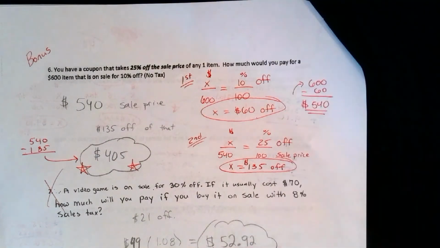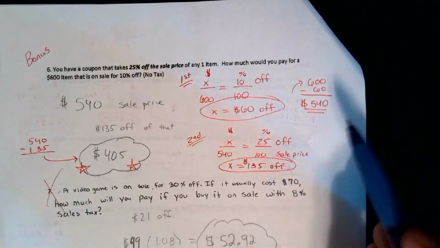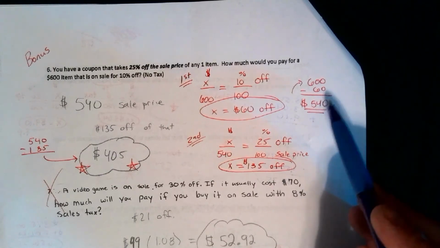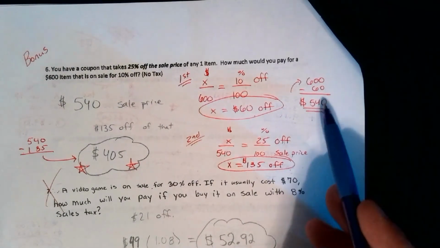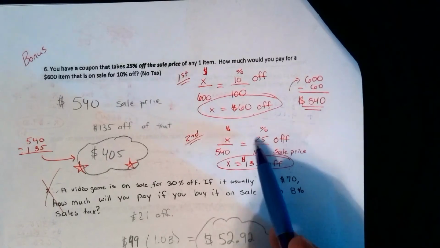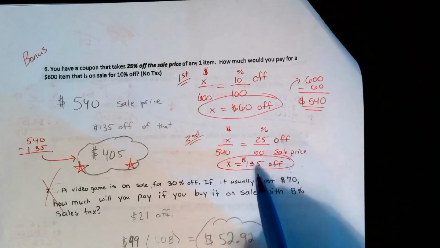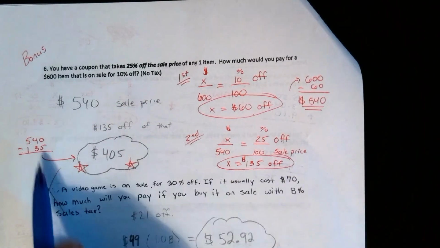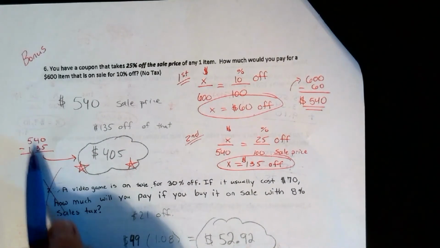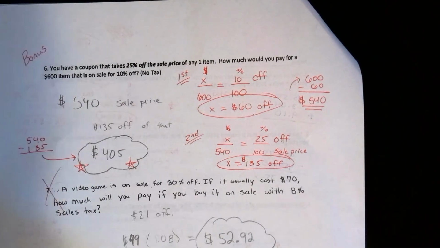Again, pause it if I'm going too fast, but I'm trying to keep the video from being too long for you. And then after you have the 540 here, you have to take another 25% off of 540, which is $135 off. Subtract the 135 off of 540, and that gives you your final answer. That was a bonus problem.